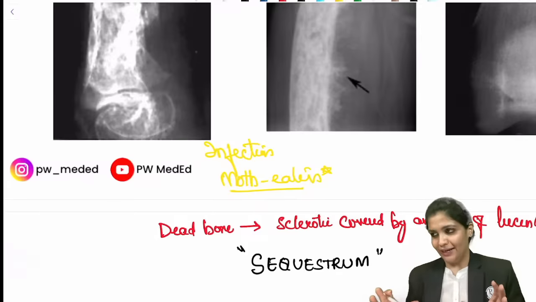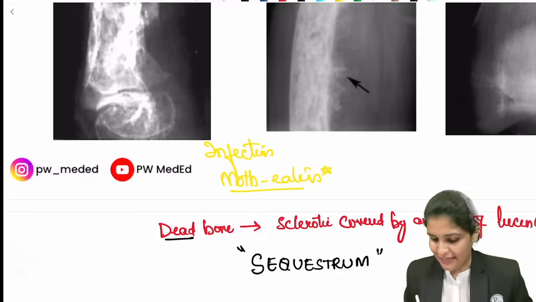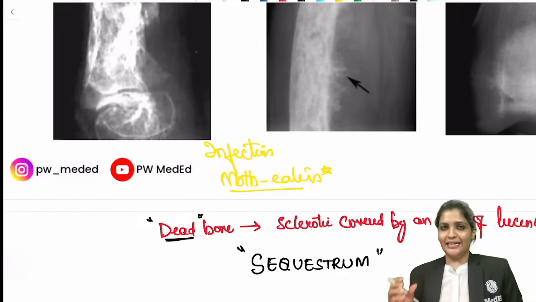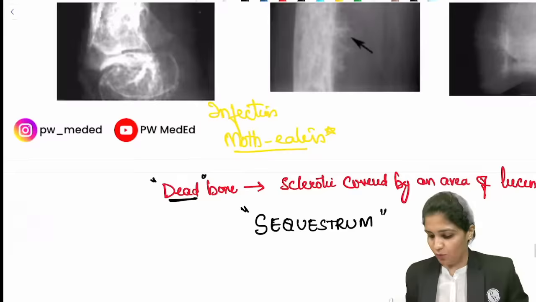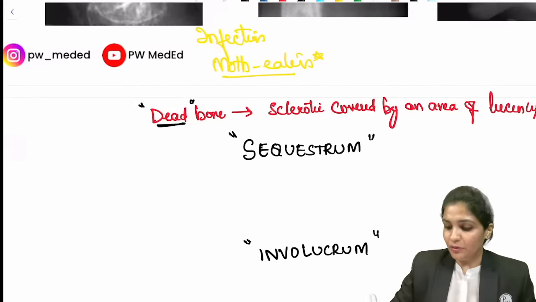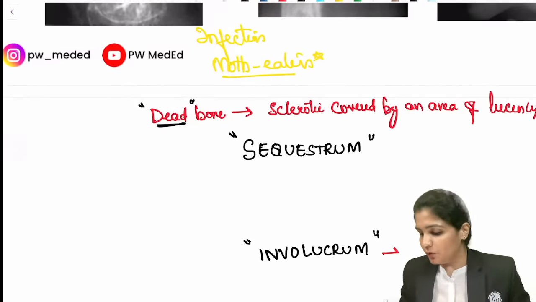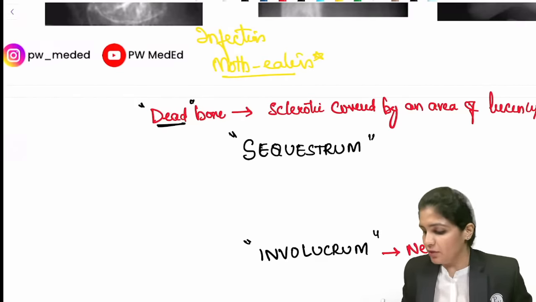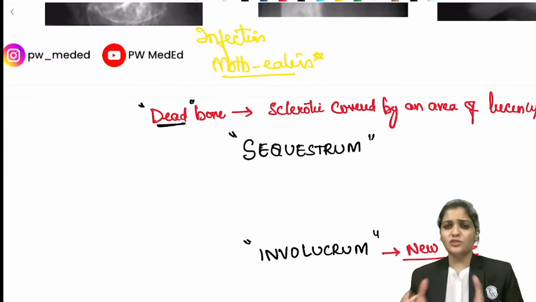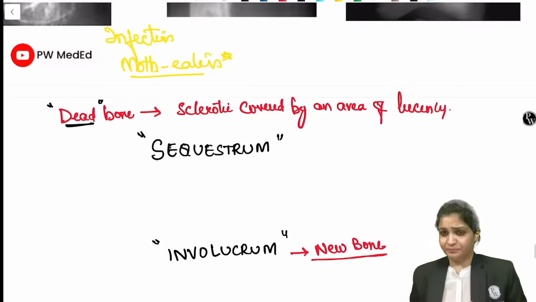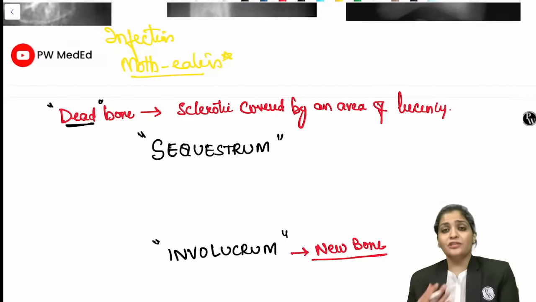Even though it is white in color, you still say it is a dead bone, right? And the name given to this is the sequestrum. So this is a dead bone. What is involucrum? Involucrum is nothing but the new bone which is formed. I've already told you, whenever you irritate the periosteum, it will result in new bone formation, because that is what it can do, right? So that is why the new bone formation is called involucrum.